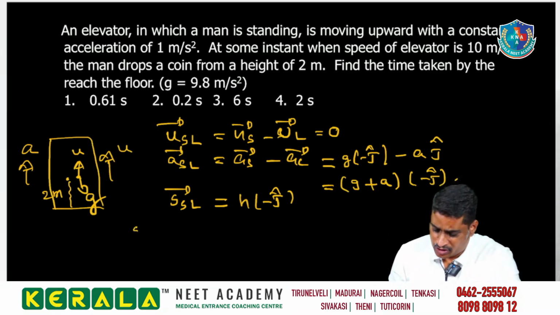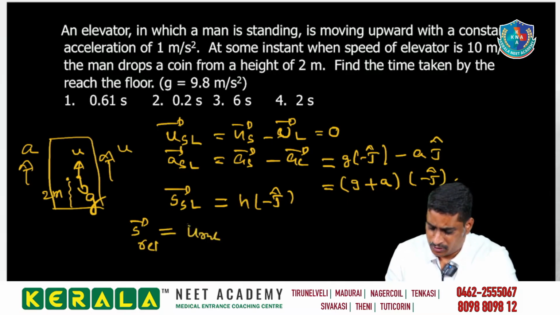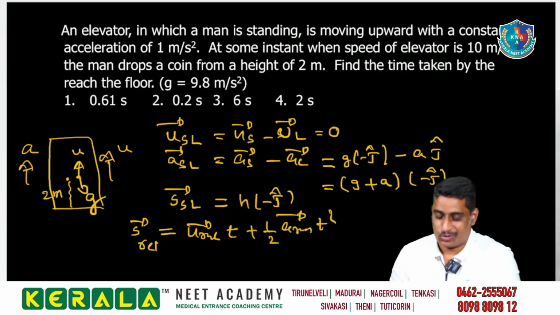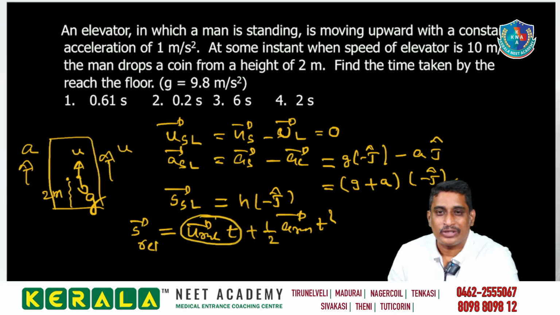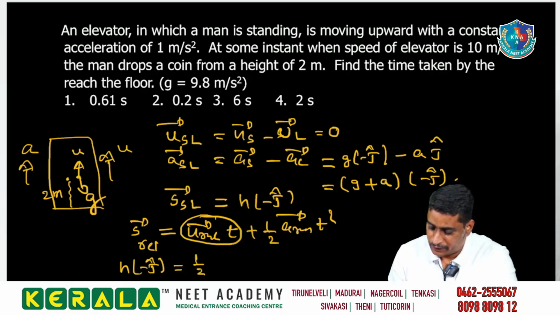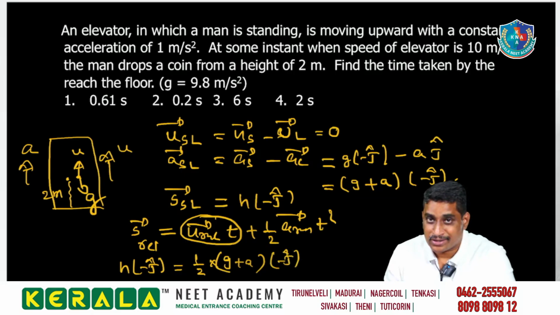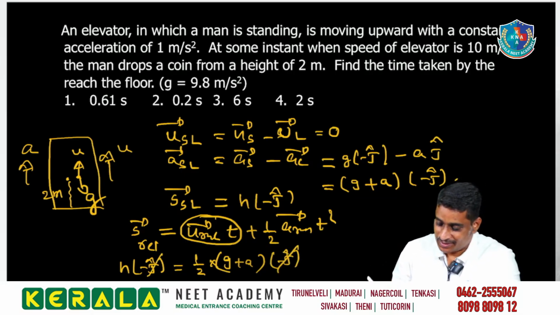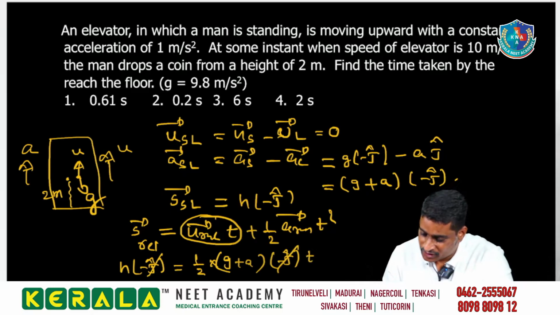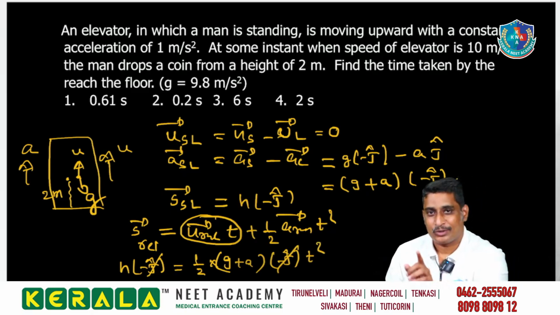So I use the kinematic equation in a relative frame. The relative displacement will be equal to relative velocity into t plus half into relative acceleration into t square. This equation you can use. Anyhow, the relative velocity will be equal to 0. And the relative displacement is nothing but h times minus j cap, that is equal to half into the relative acceleration, which is g plus a times minus j cap, into t square.